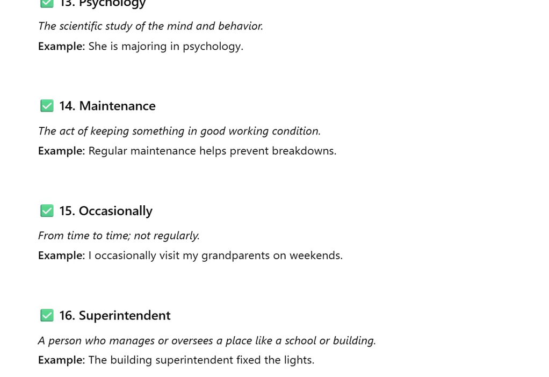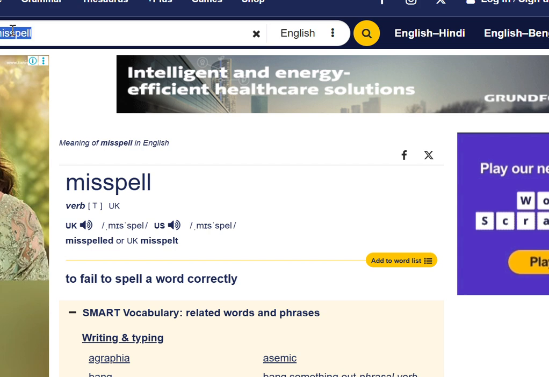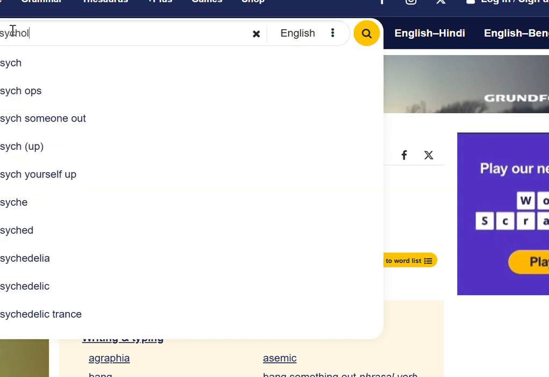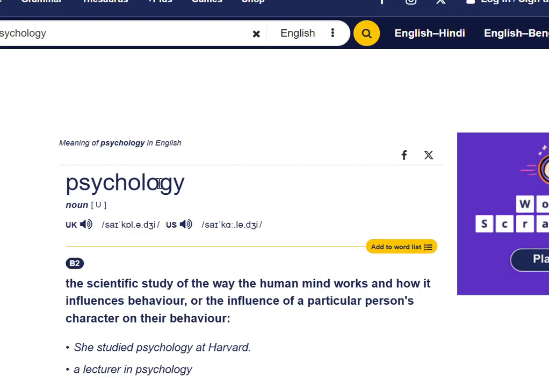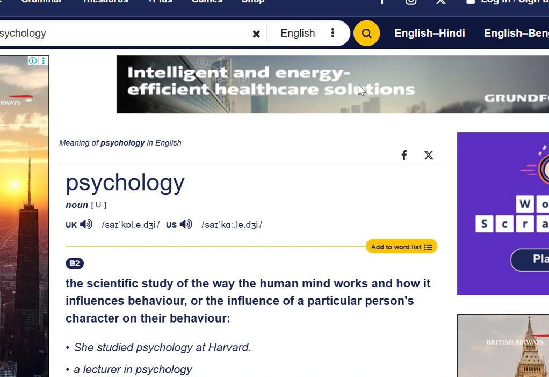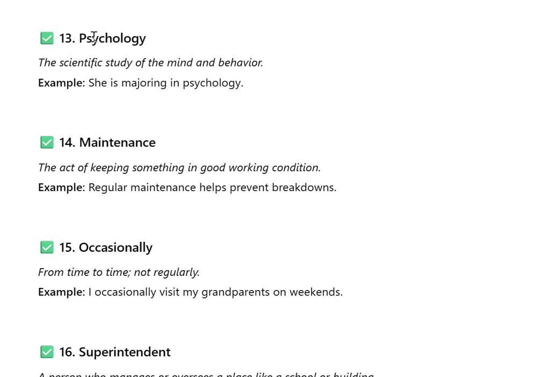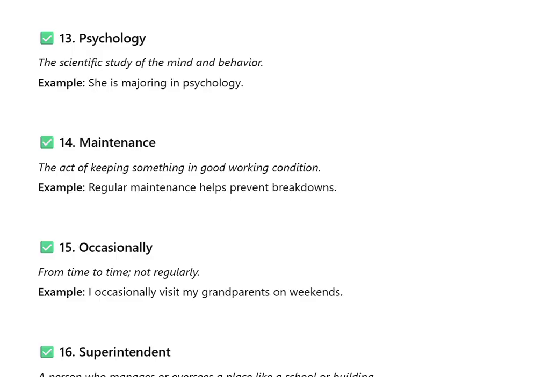Good. The next one is this one. How many of you know this word? Yeah, but it's not pronounced the way it is spelled. Psychology. The stress is on the second syllable. In this word, P is silent. We say psychology.